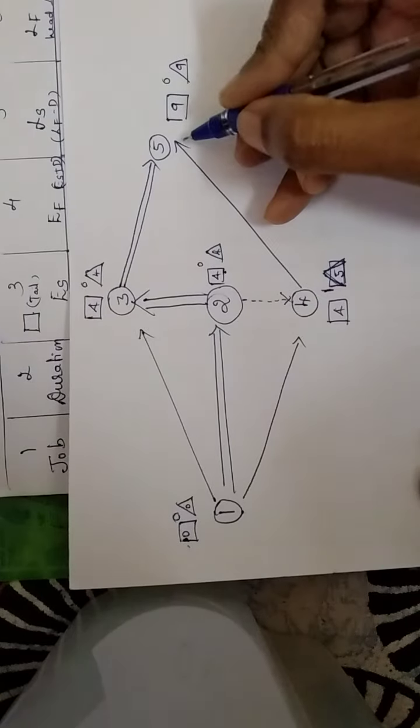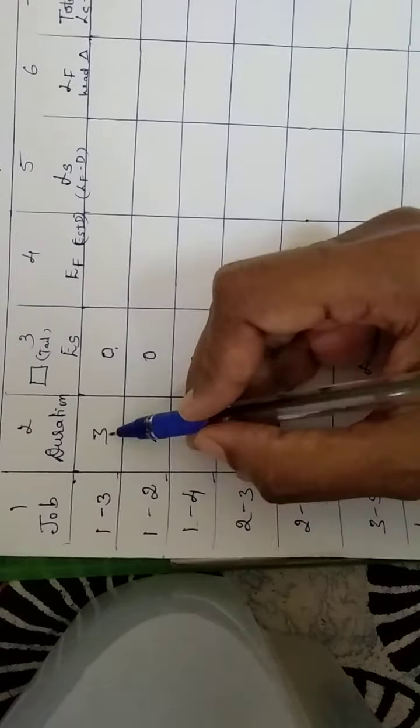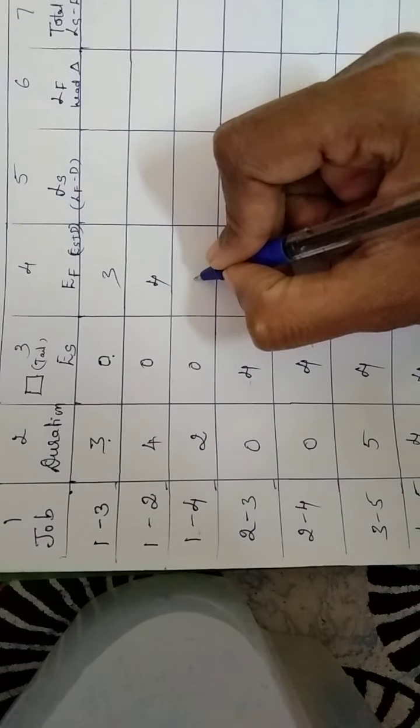Then 4 to 5 it is 4. So we will have to take the earliest start time of the tail event. Now we will have to work out the next column, that is the fourth column, which is nothing but ES plus duration. So here we will have to add up these two. 2 plus 0 is 2, 4 plus 4 is 9 and 8. So this is how we arrive at the fourth column.